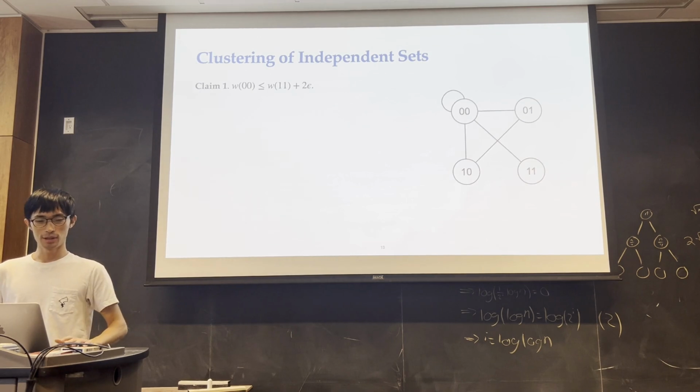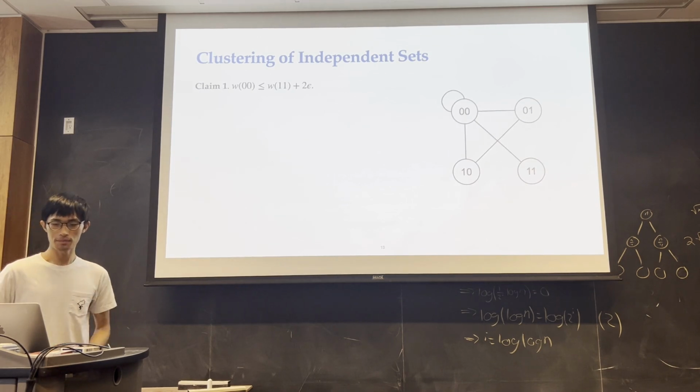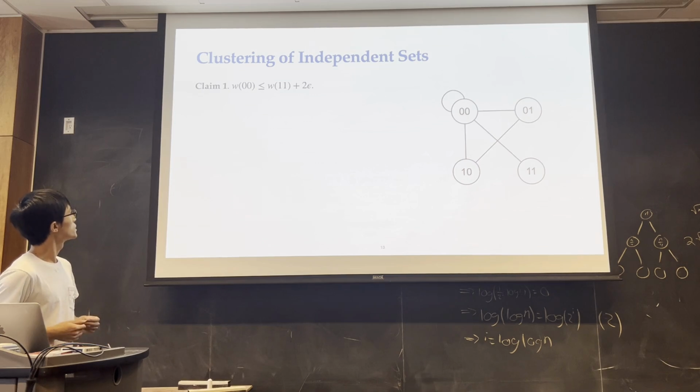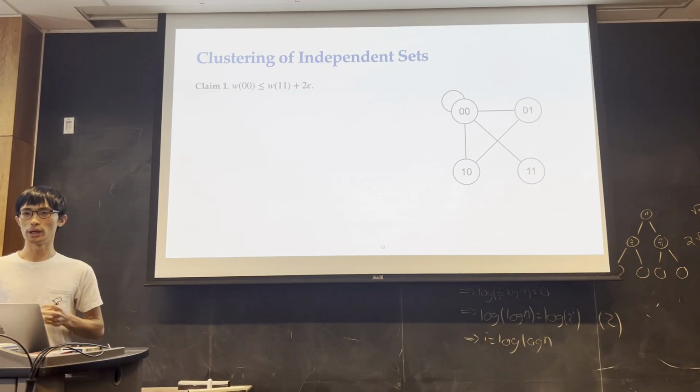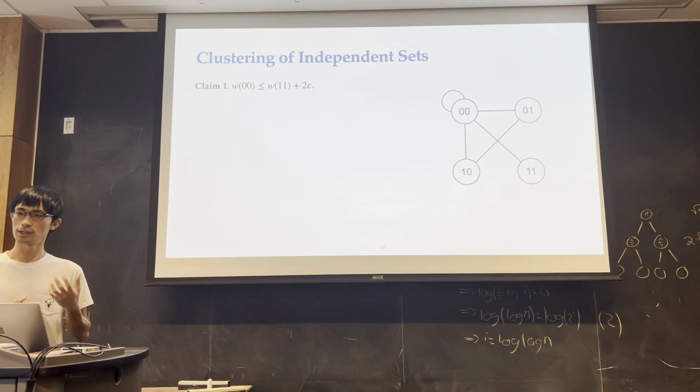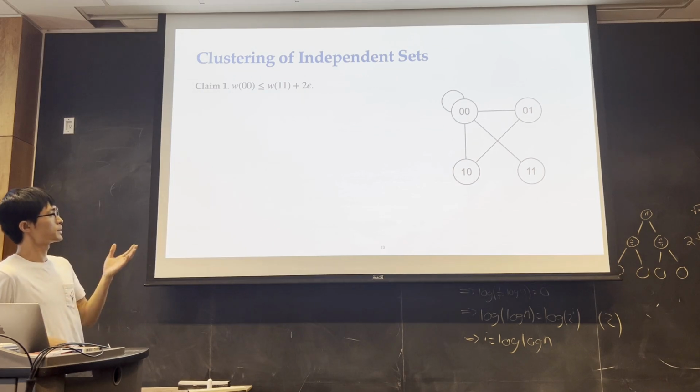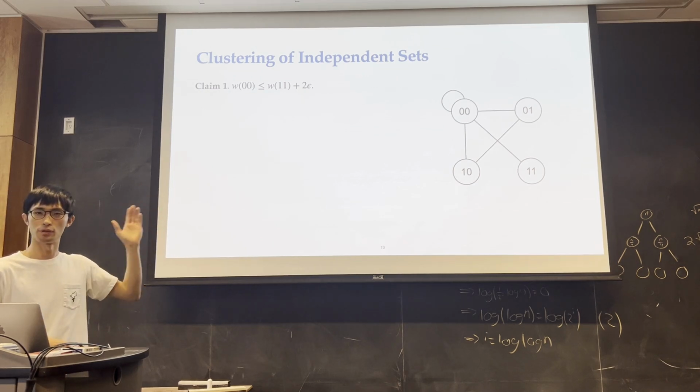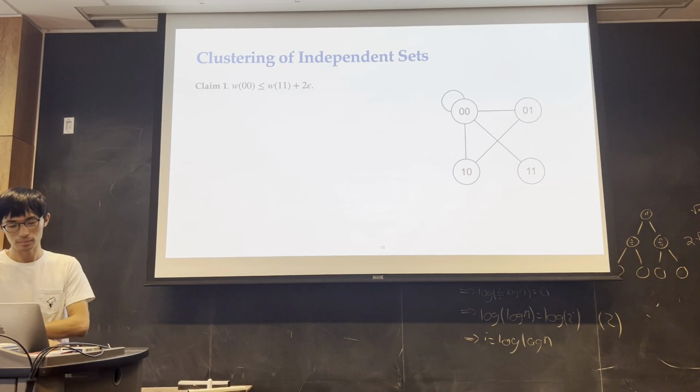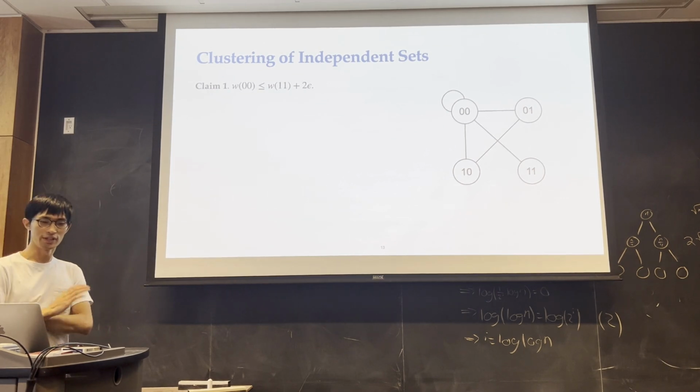I'll start with the simple claim. Here W of 0, 0 means the weight of the set, so it's the size of the set divided by n. And remember that two independent sets partition the graph into four parts. The first claim is very easy.